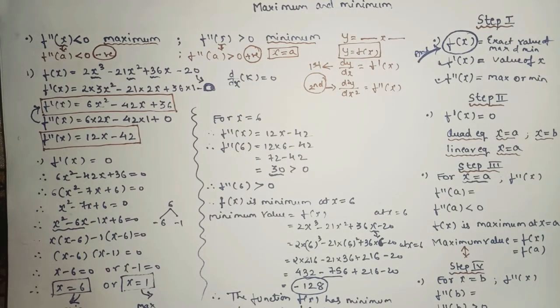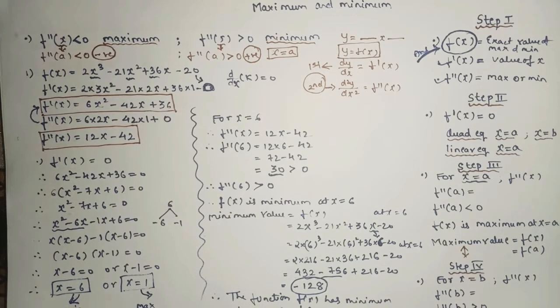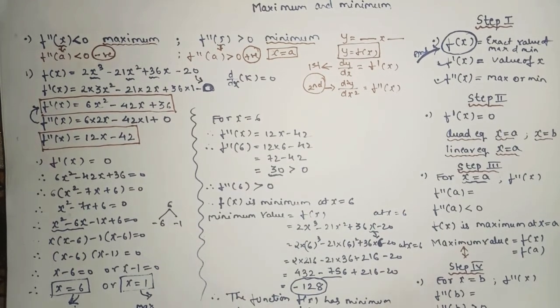Hello students, in the last lecture we saw the sums based on maxima and minima. As I told, the sums are from exercise number 4.3. Your exercise 4.2 is based on increasing and decreasing functions, but we started with the maxima and minima sums, and we completed the first exercise. Your first exercise was based on how to find the equation of tangent and normal.